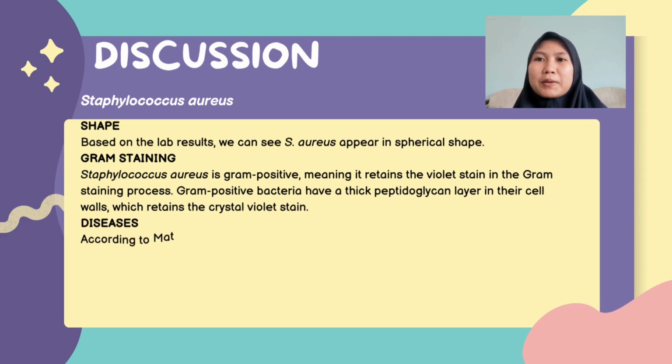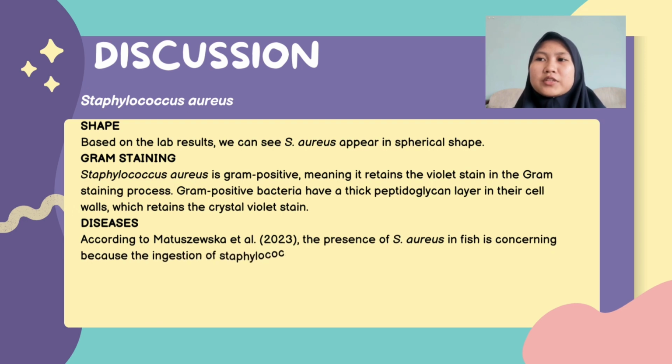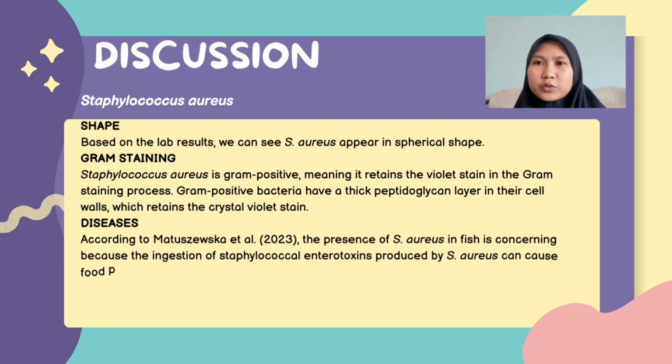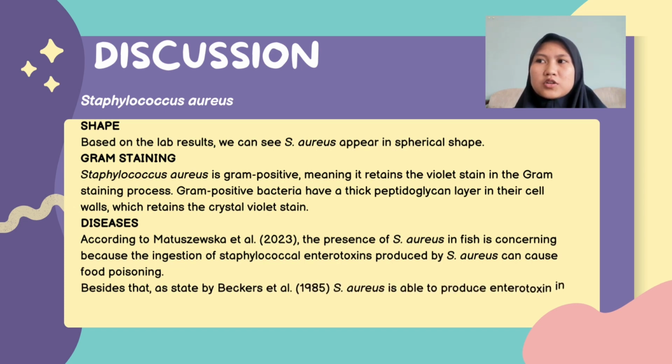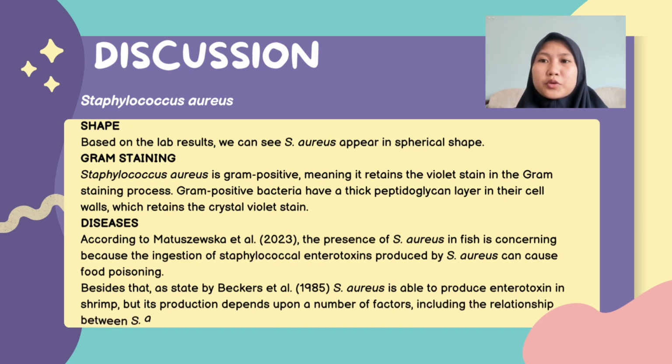Gram-positive bacteria have thick peptidoglycan layers in their cell walls, which retain the crystal violet stain. For the disease, according to Matuzespa et al. 2023, Staphylococcus aureus in fish can cause food poisoning because of the ingestion of staphylococcal enterotoxin produced by Staphylococcus aureus. Besides that, as stated by Bakers et al. 1985, Staphylococcus aureus is able to produce enterotoxin in shrimp, but its production depends upon a number of factors, including the relationship between Staphylococcus aureus and competitive microorganisms.